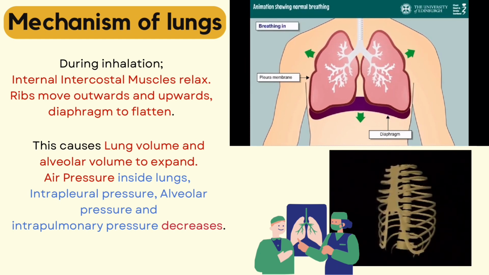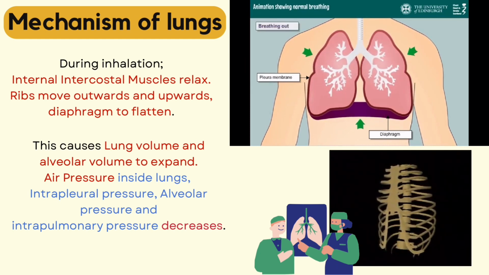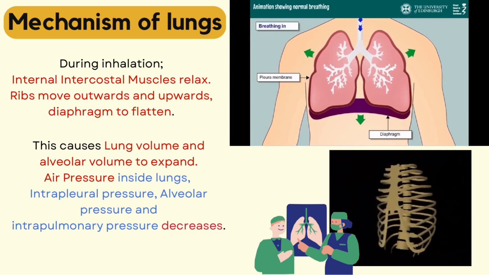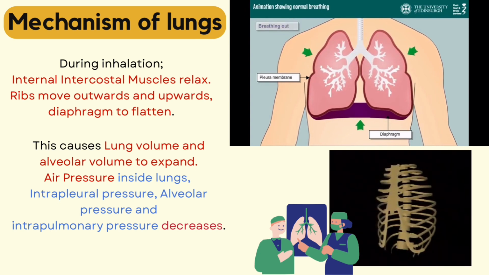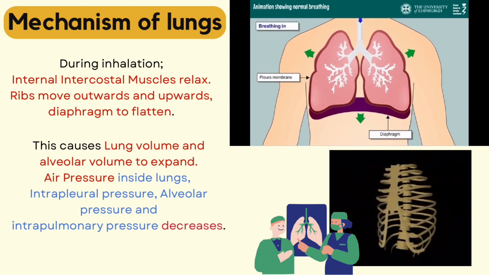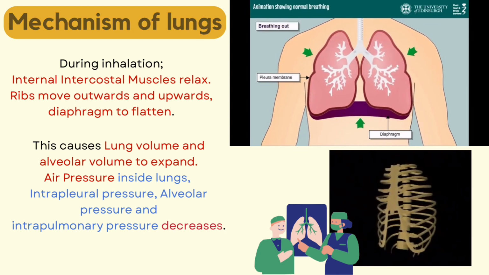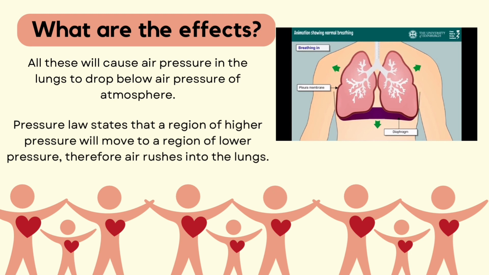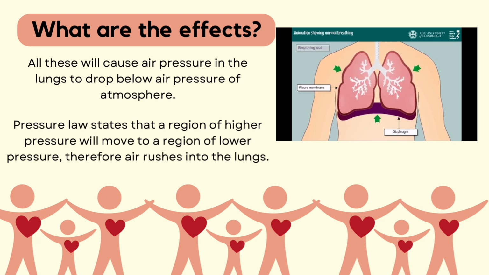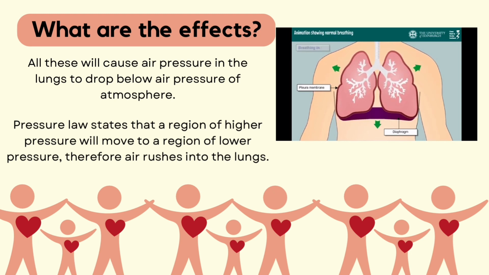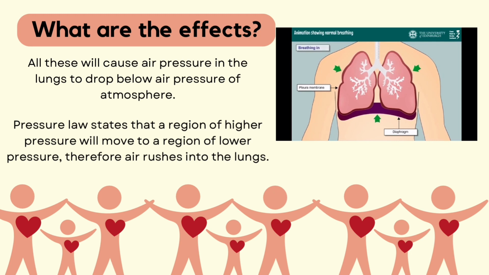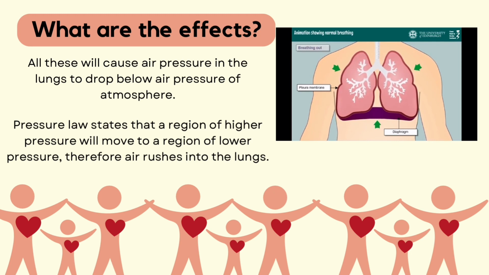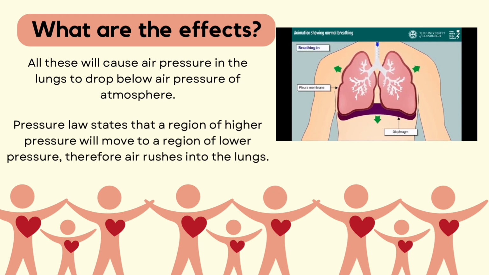During inhalation, internal intercostal muscles will relax, the ribs will move outwards and upwards, and the diaphragm will flatten. This causes lung volume and alveolar volume to expand. Air pressure inside the lungs, intrapleural pressure, alveolar pressure, and intrapulmonary pressure will decrease. What are the effects? All these will cause air pressure in the lungs to drop below the air pressure of the atmosphere. Pressure law states that a region of high pressure will move to a region of lower pressure. Therefore, air will rush into the lungs.